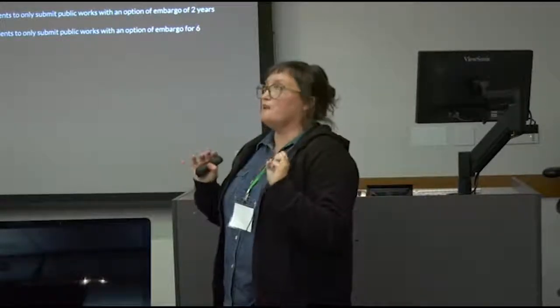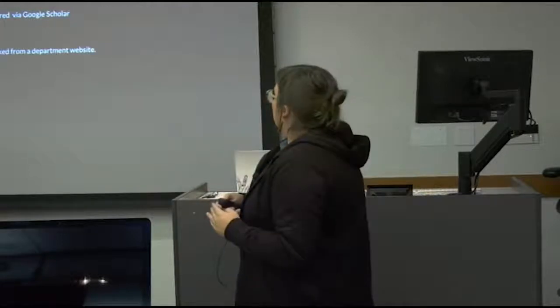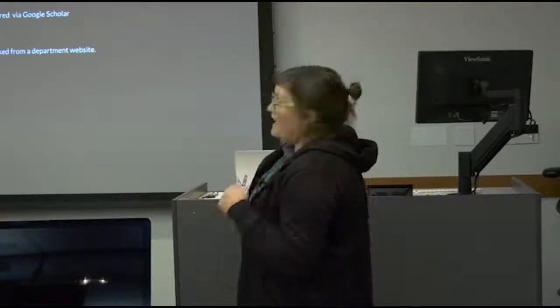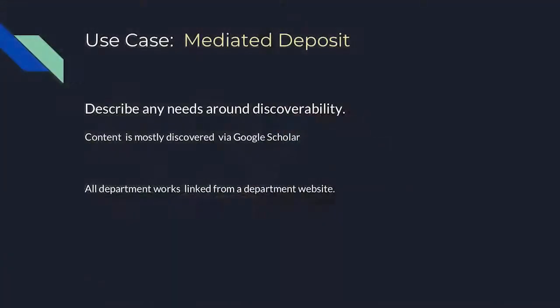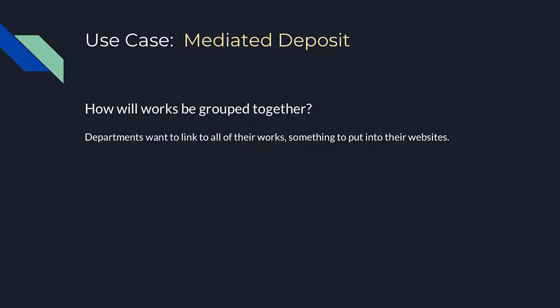So if you have more like a digital collections use case, you can imagine that you're supporting 2 different archives with different policies and different staff who should not be seeing each other's works. So the content's mostly described in Google Scholar, and for all works, they just want to link to all the works by their master's students to post on their department website. That's all they want.